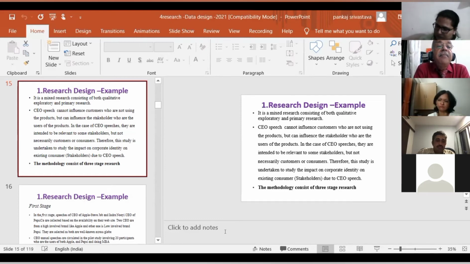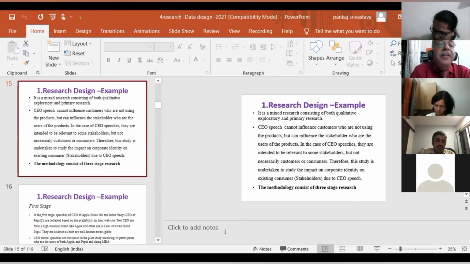What it says is that it is a mixed research consisting of both qualitative, exploratory, and primary research. Why is it qualitative exploratory? Because we are trying to find out the content. So when you do the content analysis, it is an exploratory research, right? Using either Sprinkler or Tableau software is a qualitative research, not a quantitative research. So publication will have a problem.